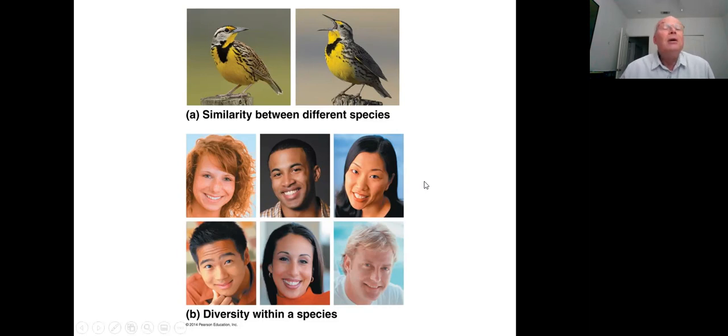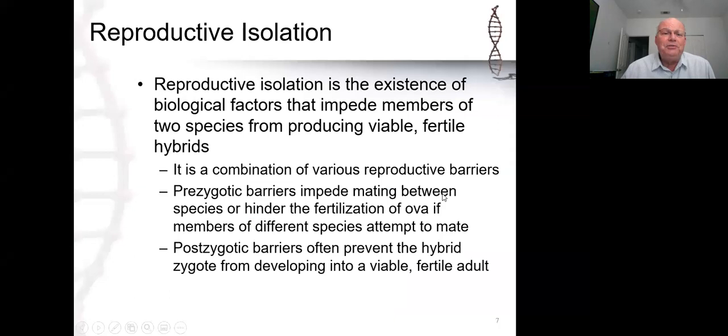And the question then becomes, what gives rise to reproductive isolation? And we recognize two basic types of barriers that prevent reproduction between populations, and we split them up on the basis of whether they occur before fertilization or after fertilization. So those that are pre-zygotic occur prior to fertilization. Those that are post-zygotic occur after fertilization. So we have these two basic groups.